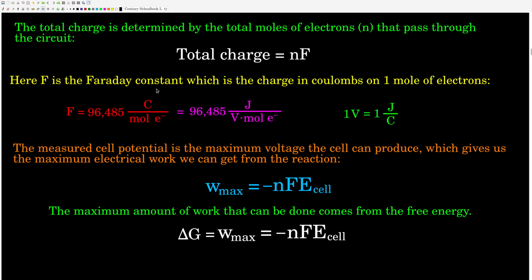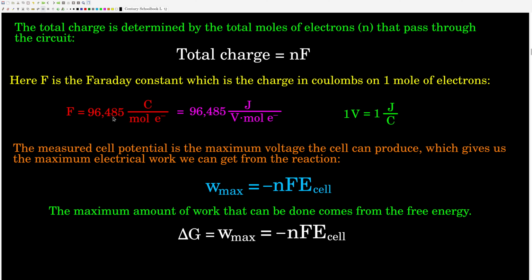Now, the total amount of charge that passes through that wire is just the total number of moles of electrons that pass through the circuit times some constant. So if n is the number of moles of electrons that are transferred, and the constant is this F, it's called Faraday's constant. And Faraday's constant, guys, is just defined as the charge on exactly one mole of electrons. So the value for Faraday's constant is 96,485 coulombs amount of charge per mole of electrons.